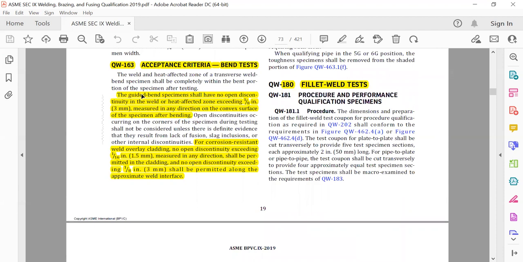Acceptance criteria. The guided bend specimen shall have no open discontinuity in the weld or heat affected zone exceeding 3 mm, measured in any direction on the convex surface of the specimen after bending. For corrosion resistant weld overlay cladding, no open discontinuity exceeding 1.5 mm, measured in any direction, shall be permitted in the cladding. No open discontinuity exceeding 3 mm shall be permitted along the approximate weld interface.